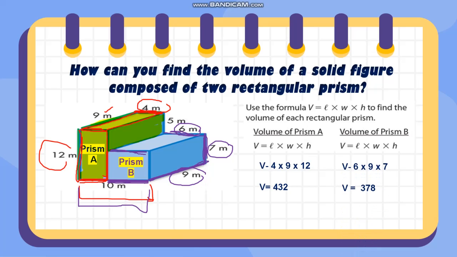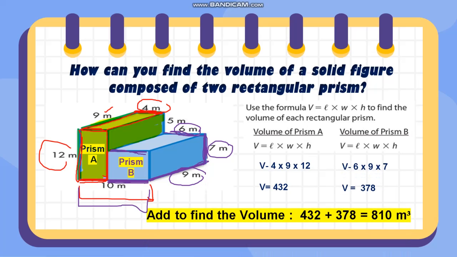And to find the total volume of these two prisms, we just simply add 432 added to 378, and that is equivalent to 810 cubic meters, which is the same answer as when we cut the figure horizontally.